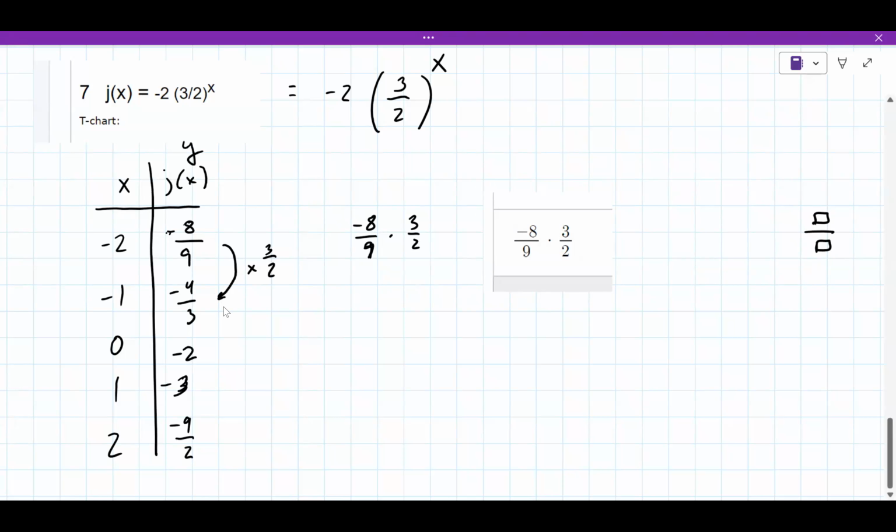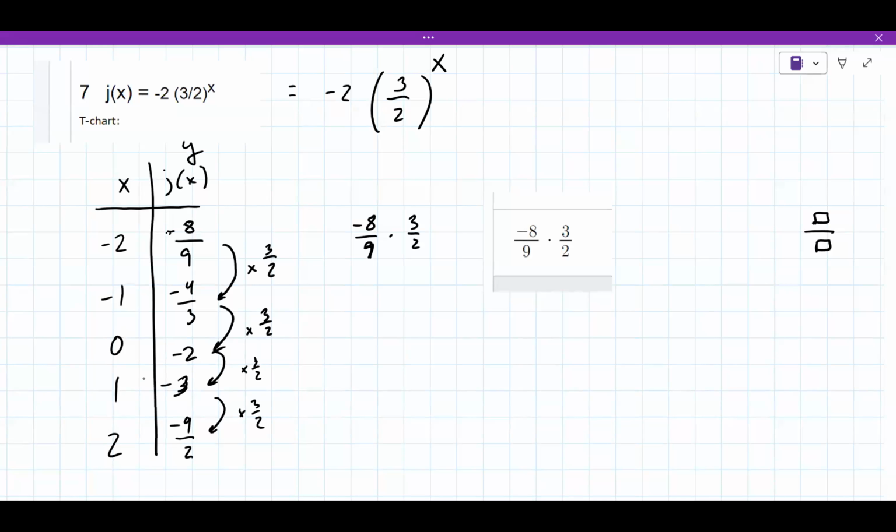Perfect. Yeah. So this is how I'm checking it, by the way. I calculate one of them, but then for the next one, I'm multiplying by 3/2 and making sure that that's equivalent to what you've given me. And then I do it again for the next one. And then I do it again for this one.